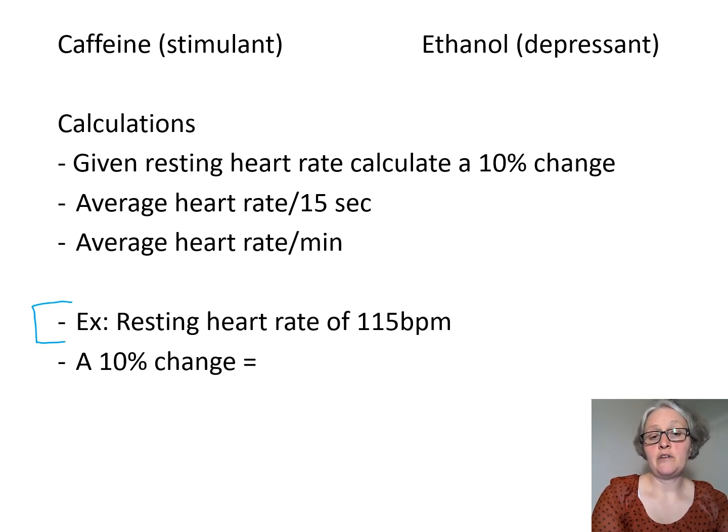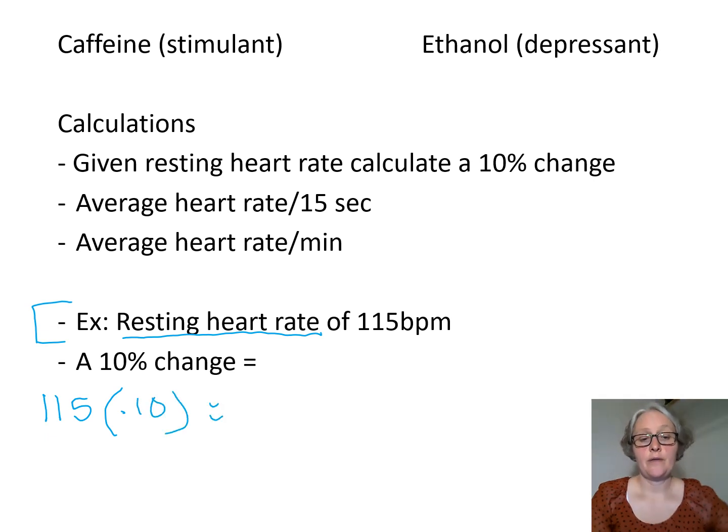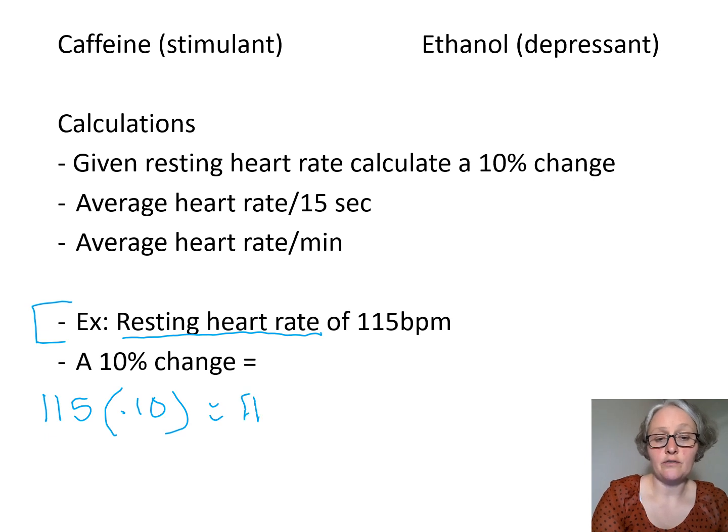So I have a Daphnia whose resting heart rate is 115 beats per minute. What would a 10% change look like? In order to do this, you take 115, multiply it by 0.10, that's a 10% change, and you get your answer. In this case, the answer is 11.5.